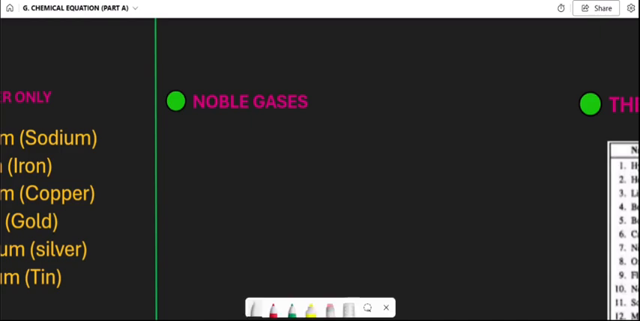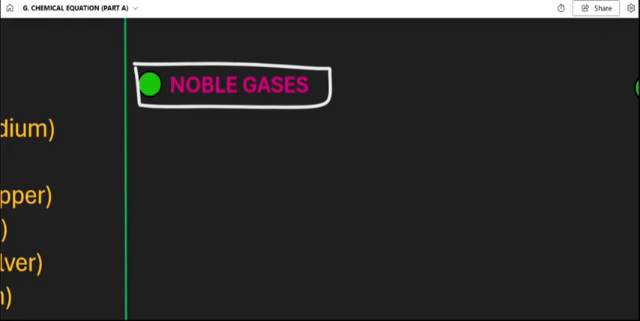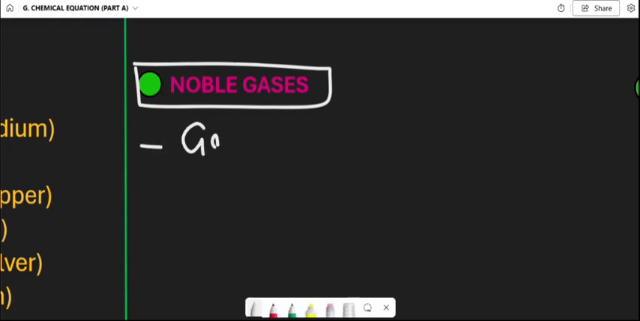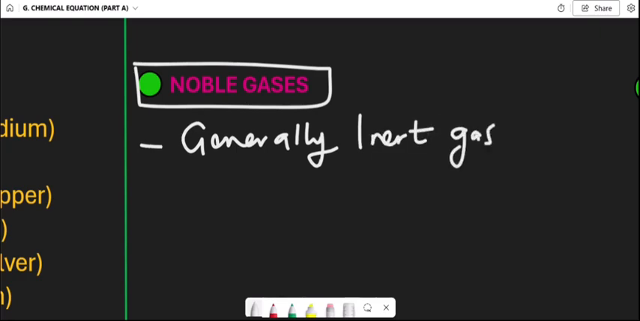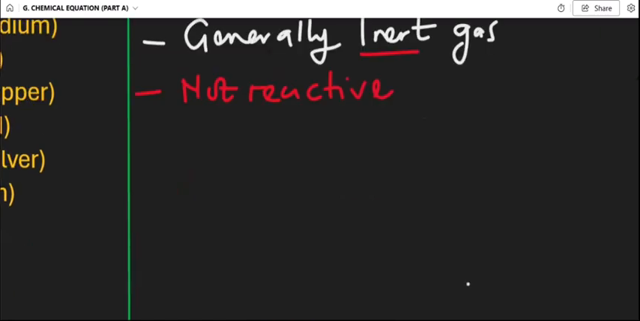The next kind of element we are going to talk about are the noble gases. The noble gases are generally called the inert gases. When you use the word inert, inert means not reactive. That is, these are elements that are not reactive. At what stage does an element get to become a not reactive element? It is when it cannot either give or receive.